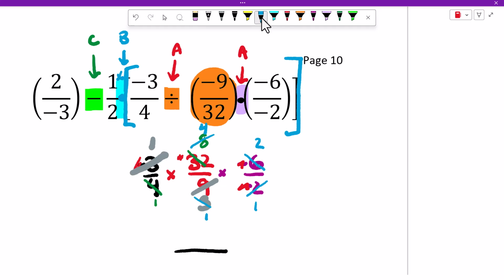So 1 times 1 times 1 on the bottom is just 1. On the top, we have 1 times 4 times 2. So 1 times 4 is 4, times 2 is 8. There we go. 8. Okay. So we brought the A's down to a single fraction. Now we move on to the next thing.